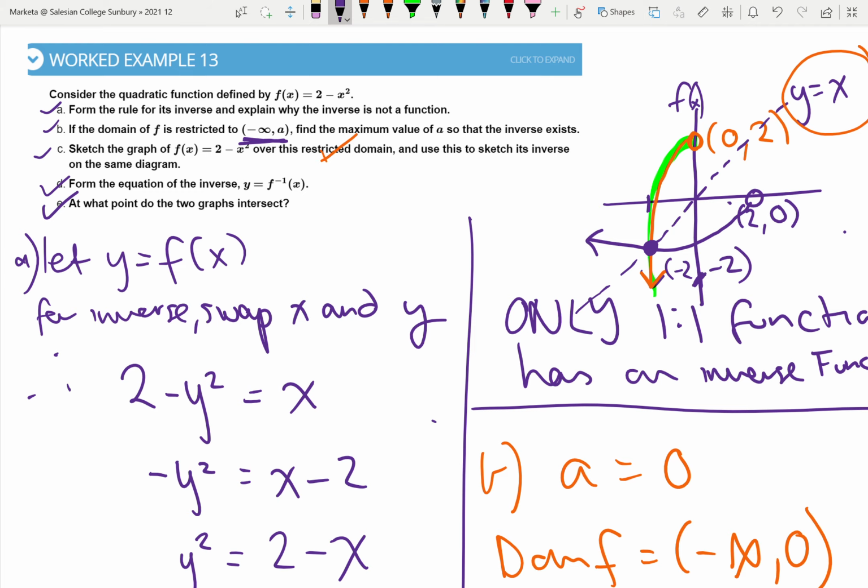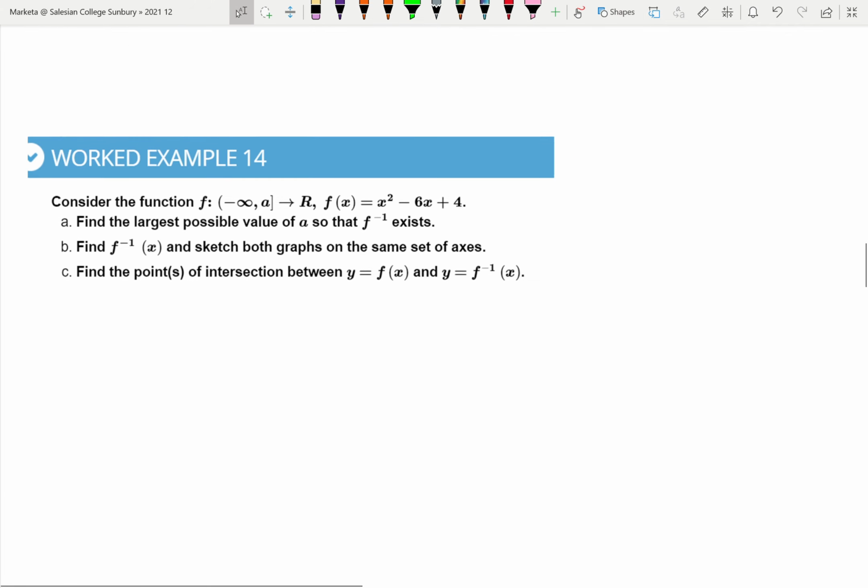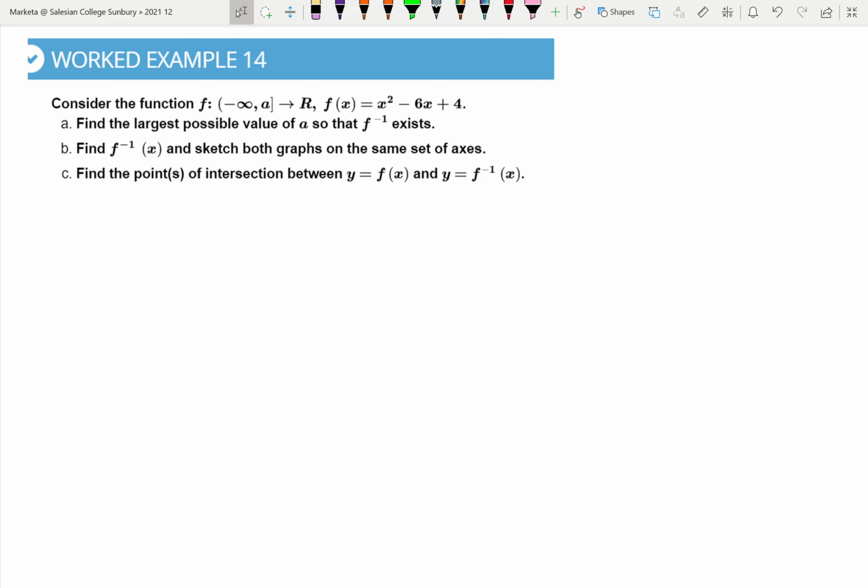Let's go to the final one, and it looks like it's going to be fairly similar to what we've already done in worked example 13. So consider the function f where it's this quadratic here.